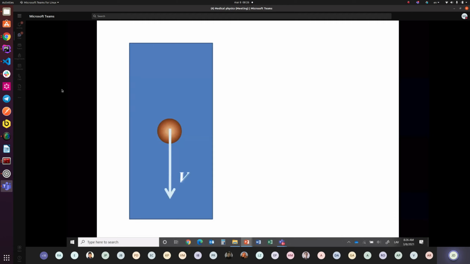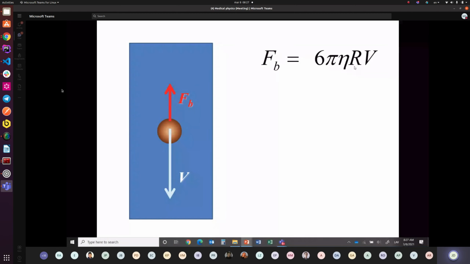the forces that work on this sphere are the following. Because of the motion, there is a friction force, the Newton friction force, Fb. So Stokes had calculated for the sphere case this friction force. It's equal to the radius of the sphere, velocity of the sphere falling down, and the viscosity coefficient.